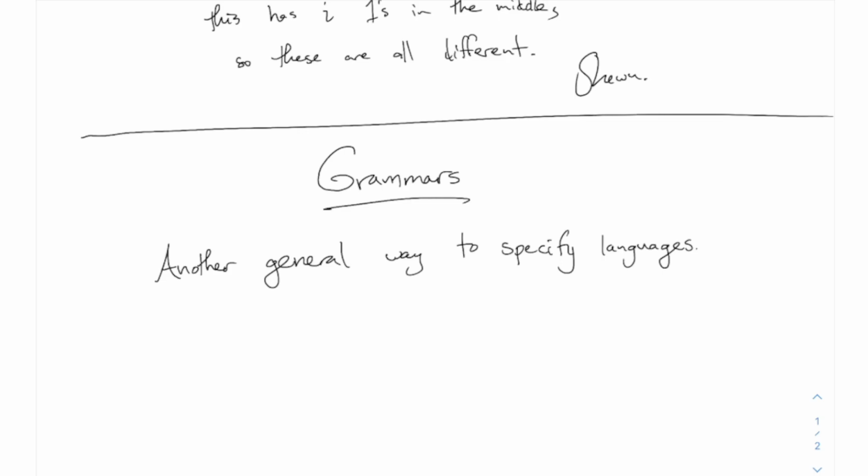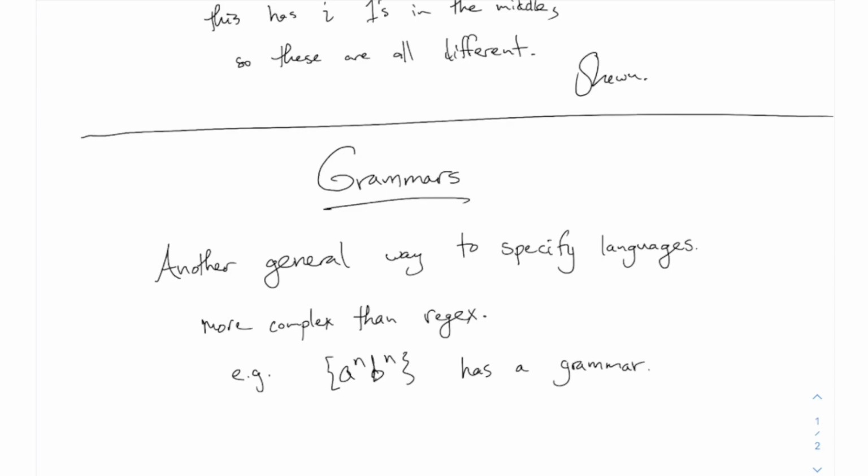Anyway, any grammar defines a language, and actually grammars can define languages that are not regular. So grammars are more capable, more complex than regular expressions. A regular expression can only generate a regular language, but you can make a grammar for even some languages which are not regular. For example, the language a to the n, b to the n, everybody's favorite example of a non-regular language, has a grammar. And it's not really very hard to do with a grammar. So we'll talk in detail about how to make a grammar for languages like that.